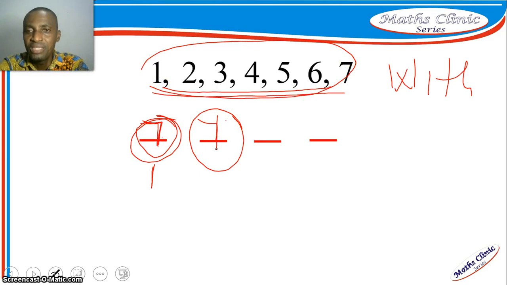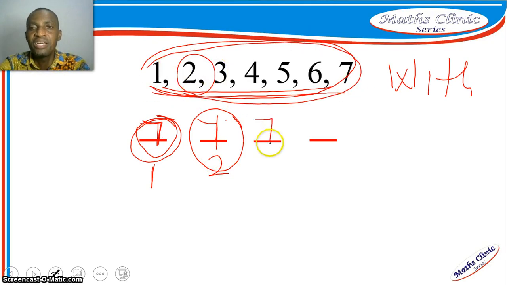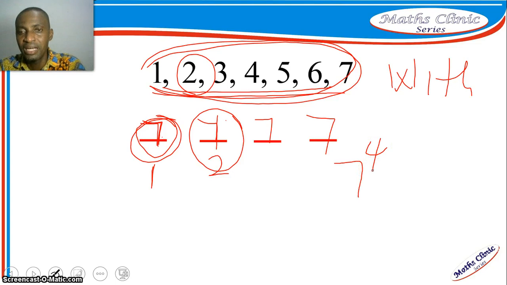Then when you come here, let's say 2 takes a position here. So 2 can be repeated. Again, all of these numbers can be positioned here. And so that becomes 7 times 7 times 7 times 7, which is the same as saying 7 exponent 4. And then the answer comes. So if it comes with repetition, there's no problem with it. It's very easy to handle.